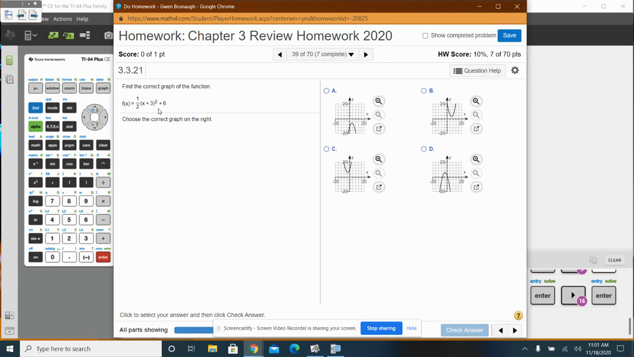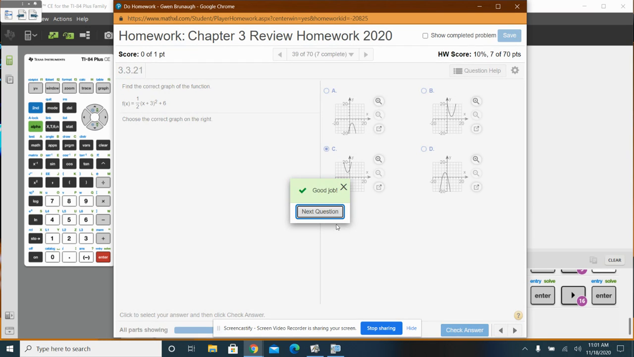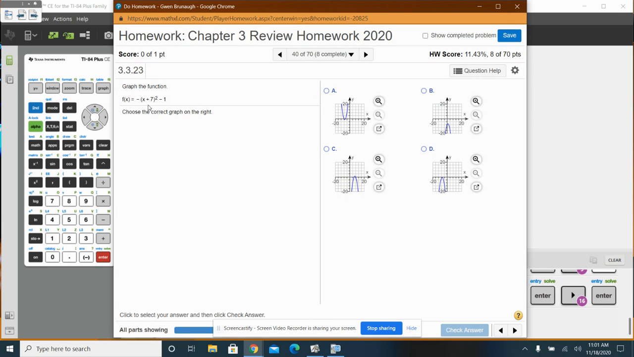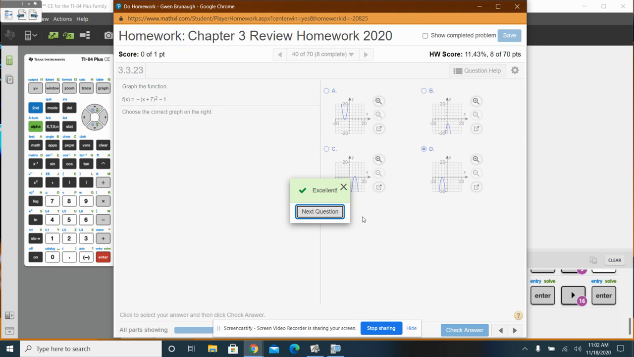Left 3, up 6, and a little wider. Can't quite tell it's wide again because of the scale changing. Left 7, down 1 and frowny. Has to be this guy. You can barely tell it's down 1 because of the scale.